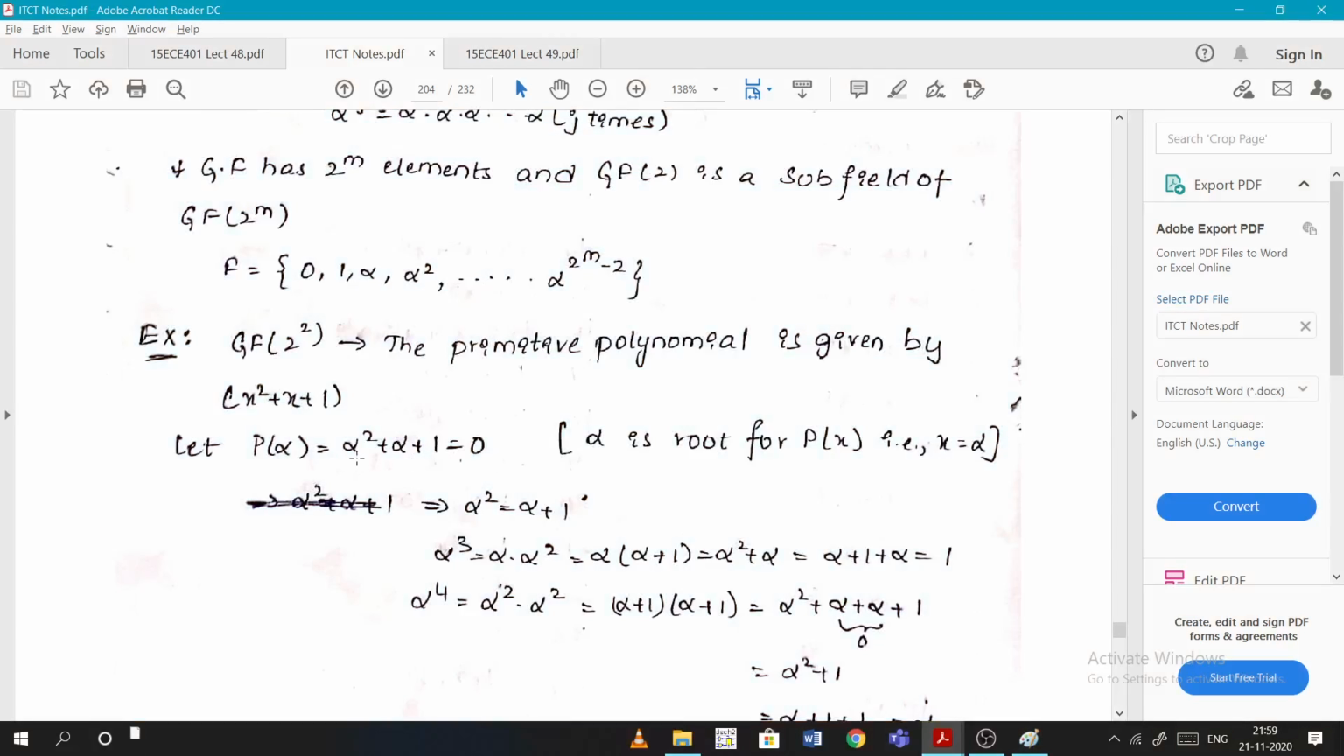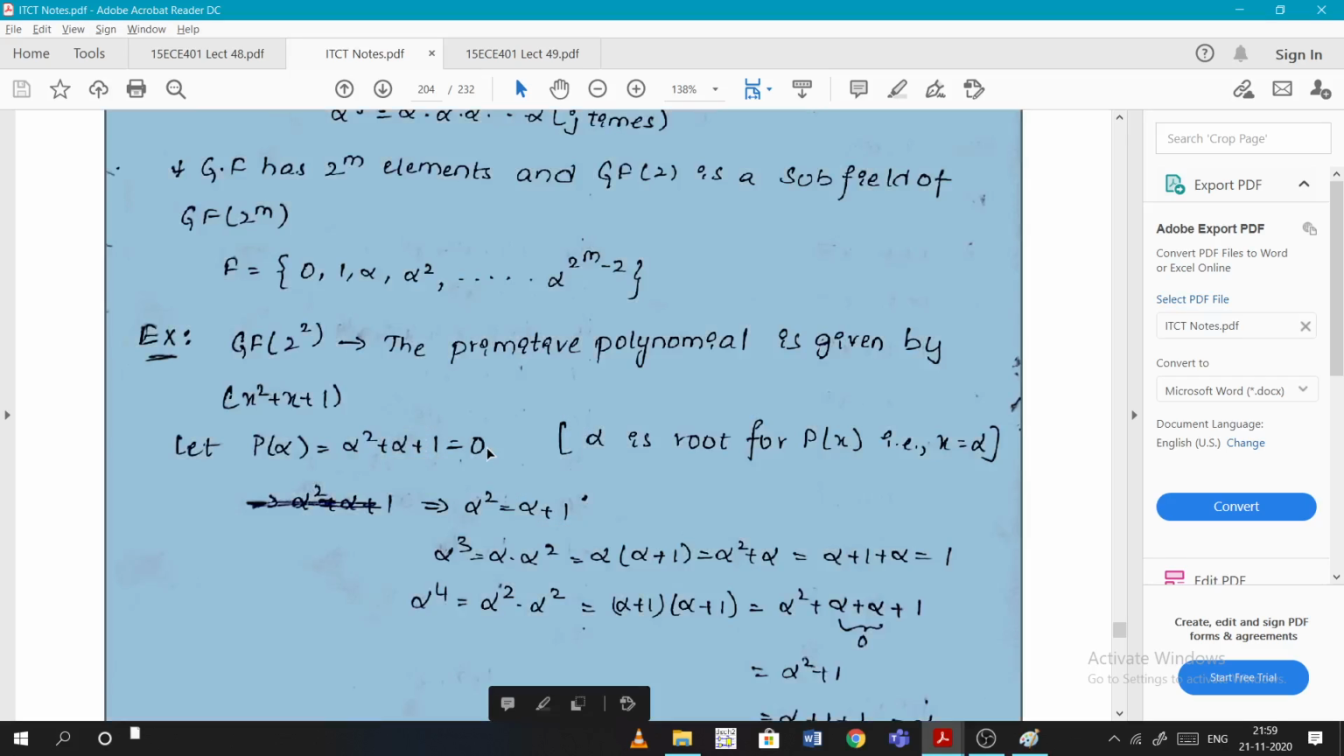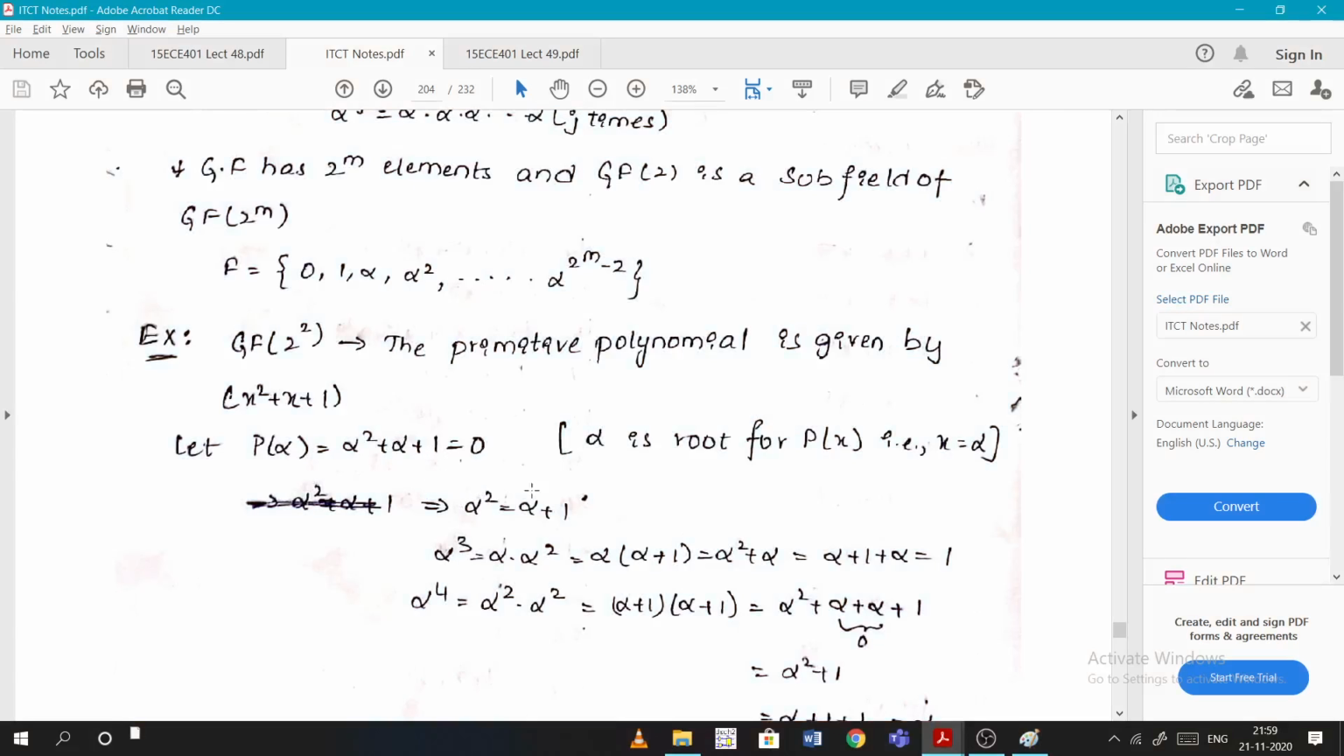Now in general, when you move alpha square to the right hand side, alpha square will be minus of alpha plus 1. But it is binary arithmetic, so there is no significance of minus here. So alpha square is equal to alpha plus 1 only, plus and minus are the same. That's why alpha square is equal to alpha plus 1.